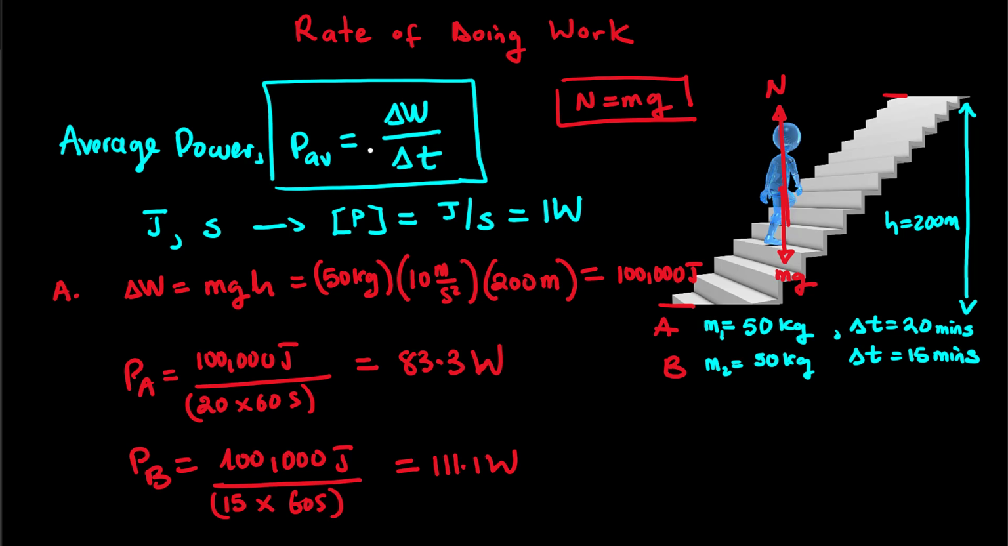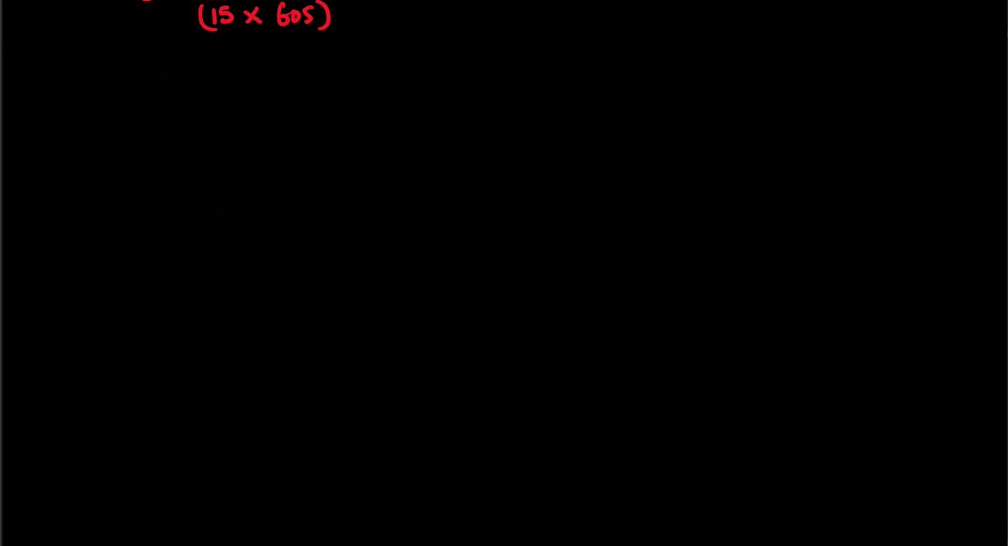What does that mean? It simply means that student B does the same amount of work in a shorter time period. Let me say that again. Student B does the same amount of work in a shorter time period. So a more powerful object will do the same amount of work in a shorter time period. Now, it does not mean that he does more work. It simply implies he does the same amount of work in a shorter time period.